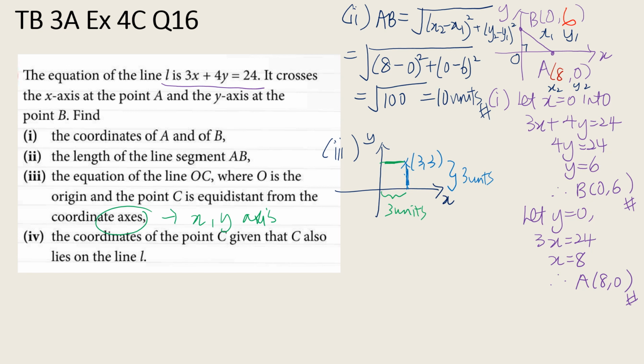We don't know what point C is, right? So we cannot call it 3 comma 3 or 2 comma 2 or 4 comma 4. We don't know the value. So I'm just going to replace it with a variable. I'm just going to call it k comma k. I don't need to find the values of k, sorry. I need to find the equations of a line.